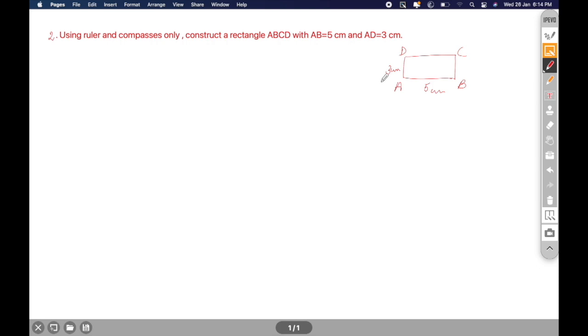Now what we have to think here is about the properties of the rectangle. The opposite sides are equal, so this is known, right? And each of the angles will be 90 degrees.